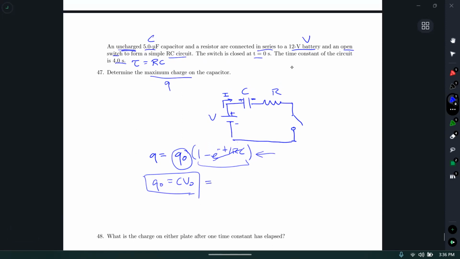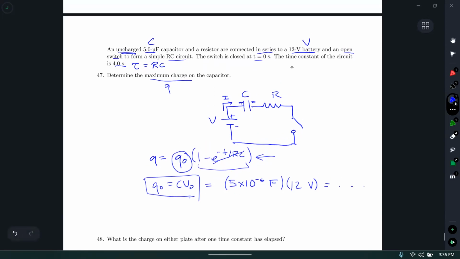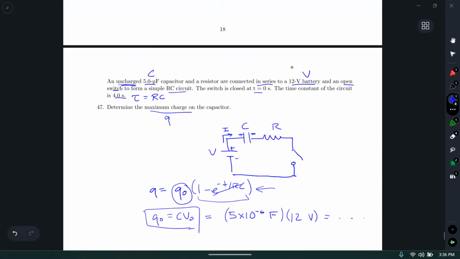So that maximum charge is 5 microfarads. Can't remember micro, 10 to the negative 6, times the battery voltage, 12 volts. Turns out the time constant is not super critical to solve this, because whatever I get here is going to be the answer. But I could look at it in terms of that time constant as well, by remembering that full charge happens after about 5 time constants. And so that's 20 seconds, since one time constant is 4 seconds.